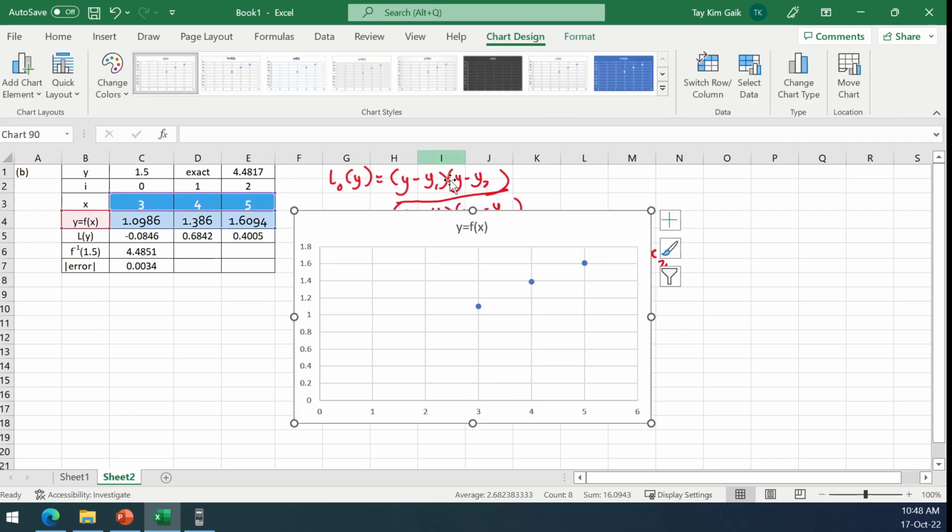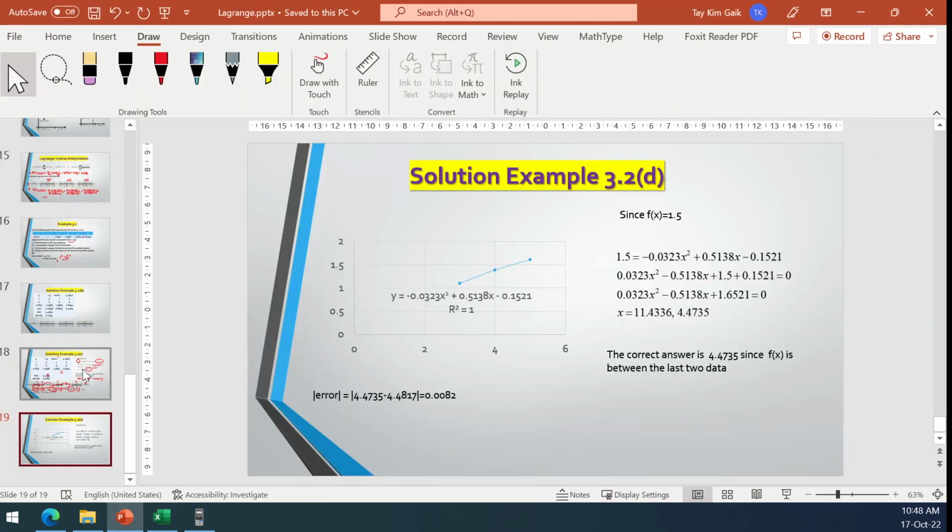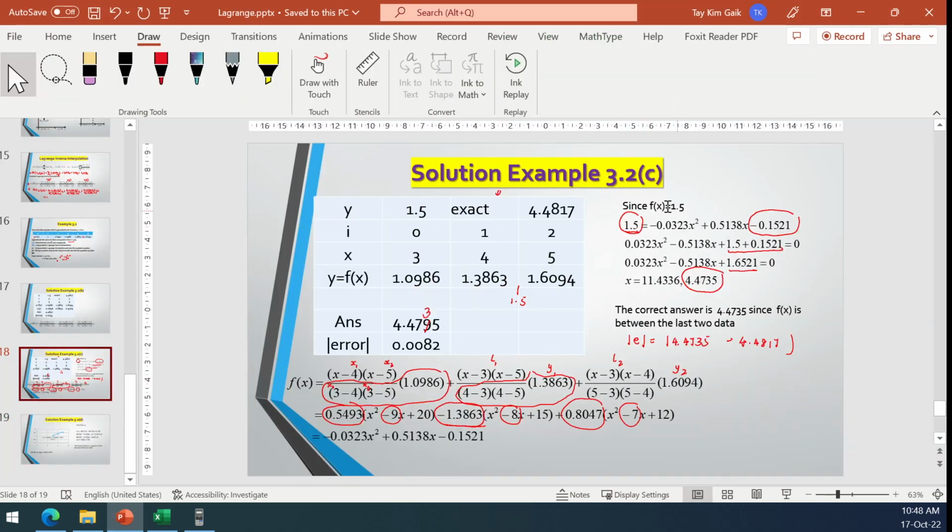scatter plot. So okay, 3, 4, 5, make sure only 3 data. Even though you select, let's say, 1, 2, 3, 4, 5, you plot and then you ask to get the quadratic equation, it can still give you the quadratic equation, but the quadratic equation that you obtain later on is not comparable with what you do using the quadratic Lagrange interpolation formula. You won't get back this formula.